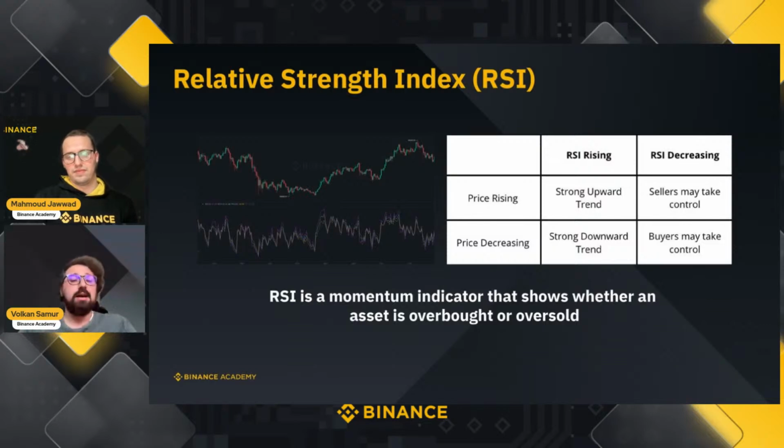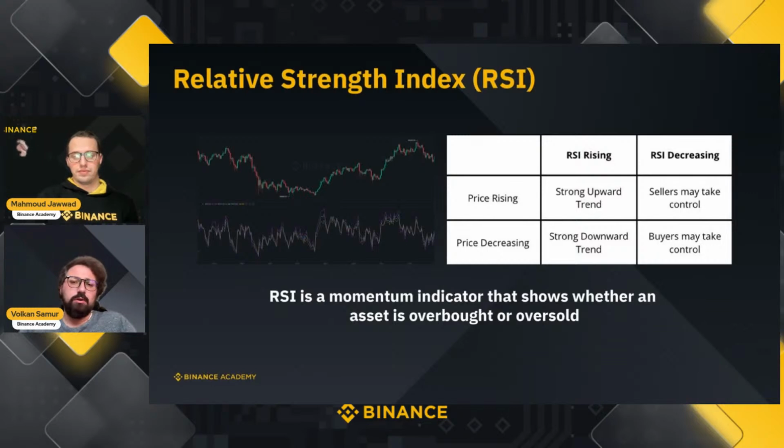Since the RSI is a momentum indicator, it shows the rate or the momentum at which the price is changing. This means that if momentum is increasing while the price is rising, the uptrend is strong and more buyers are stepping in. In contrast, if momentum is decreasing while price is rising, it may show that sellers might soon take control over the market. So it just shows momentum.